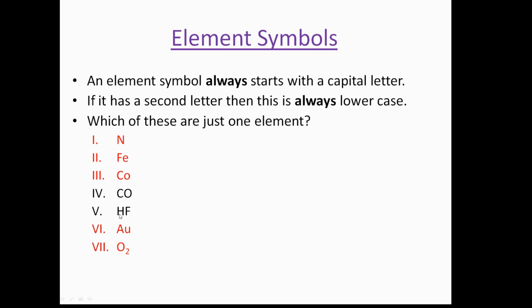Part number 5 is capital H, capital F. So that again is not just one element, it's two elements there. 6, capital A, lowercase u, that is one element because we've just got one capital letter in there. And then we get 7, O2, so we've only got one capital letter, oxygen. Oxygen gas always goes around in a pair, and so therefore that's an element.